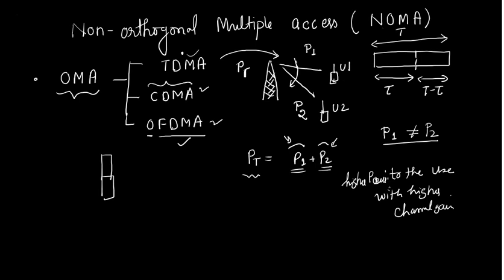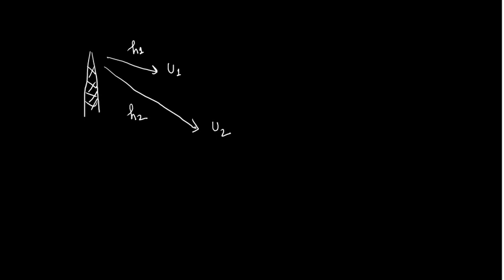So let's try to understand it. This is our base station. This is user 1, this is user 2. And H1 is the channel coefficient between the base station and U1, and H2 is the channel coefficient between the base station and U2. These H1, H2 can be Rayleigh or Rician according to the environment. So what would be the gain for this link, base station and U1? This will be the gain, and for the user 2 and base station link, the gain will be this.